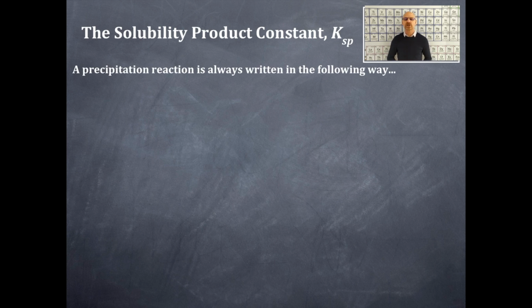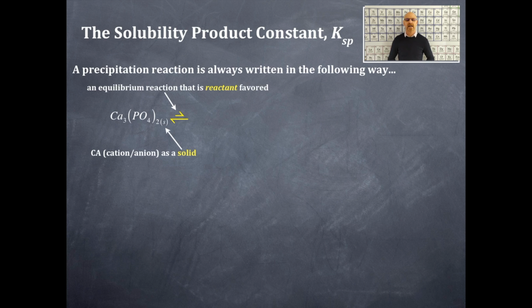A precipitation reaction is always written in the following way. We have our calcium phosphate, Ca3(PO4)2. Notice that this is on the reactant side and it is a solid, i.e. a precipitate. It is in the form of a cation and an anion. The cation is written first, of course, and the anion second. This is a solid.